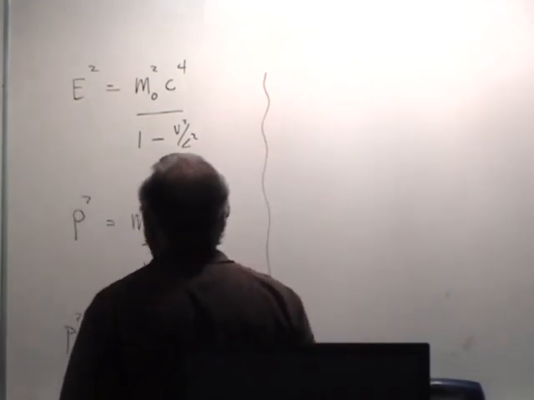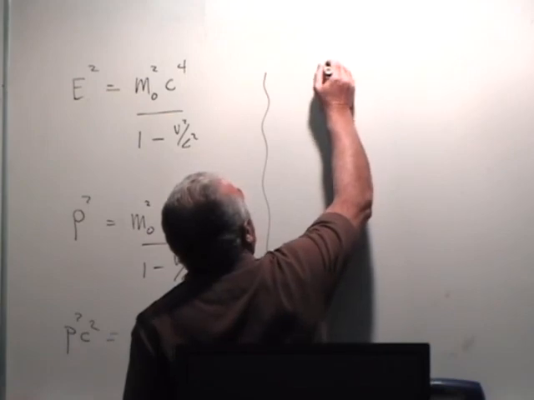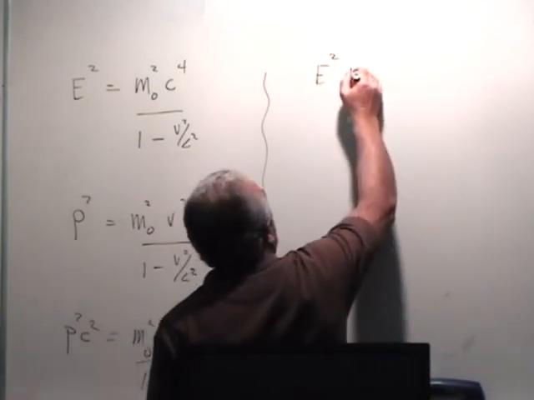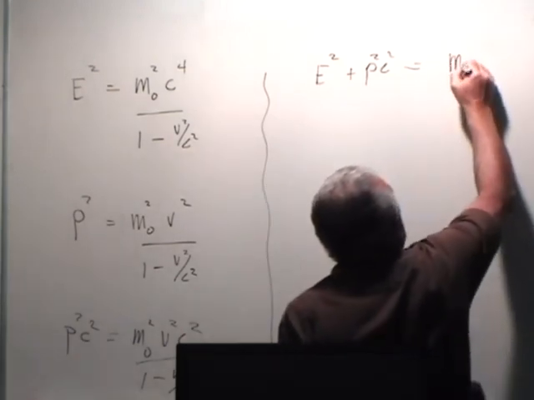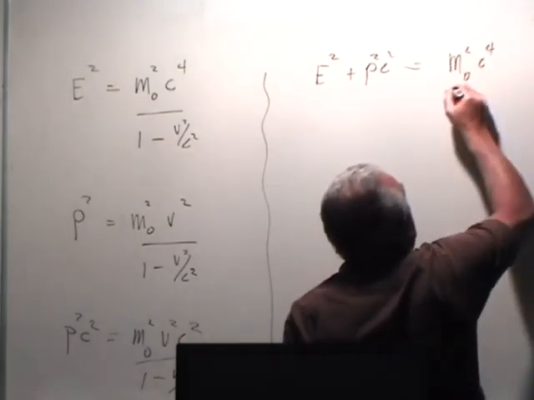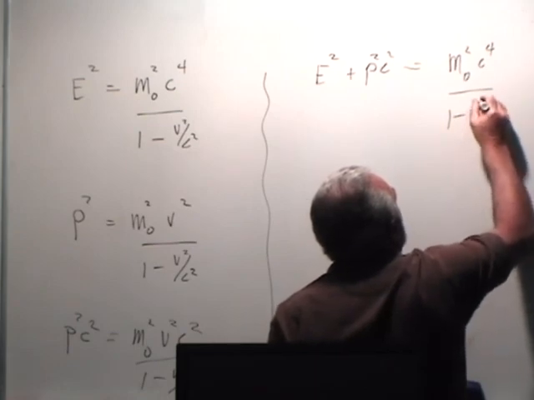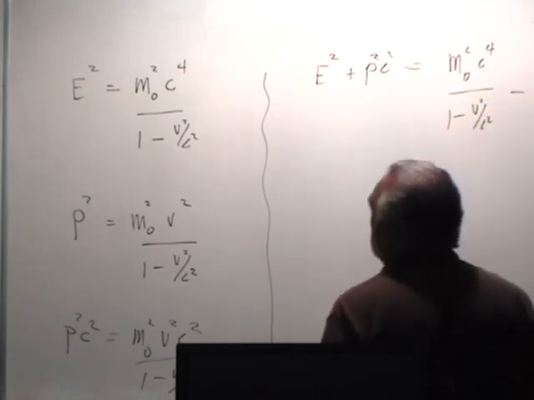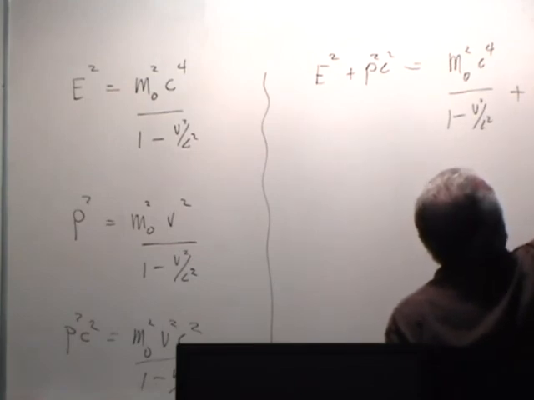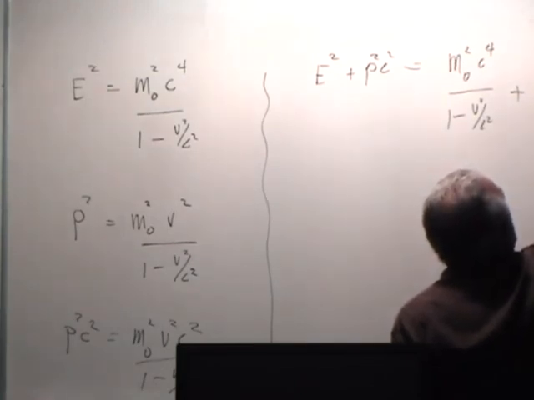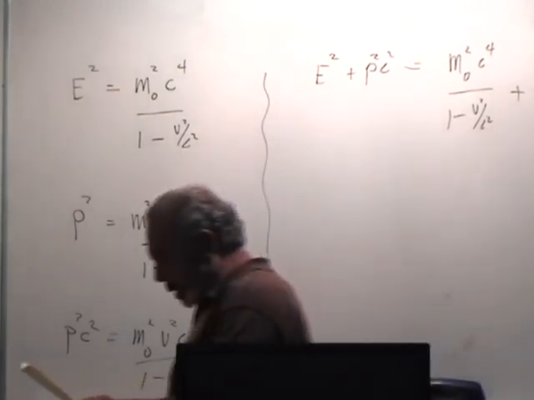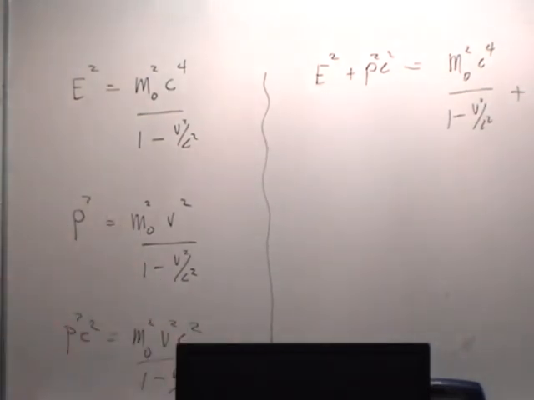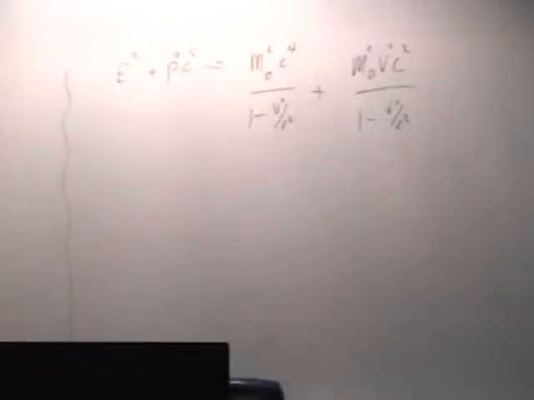Just because it's fun. You guys look a little bored. We want to have some fun. E squared plus p squared c squared becomes m naught squared c to the 4th over 1 minus v squared over c squared plus m naught squared v squared c squared over 1 minus v squared over c squared. Isn't that cool? I don't know how cool it is. Maybe.